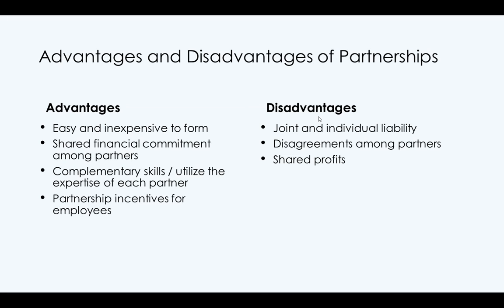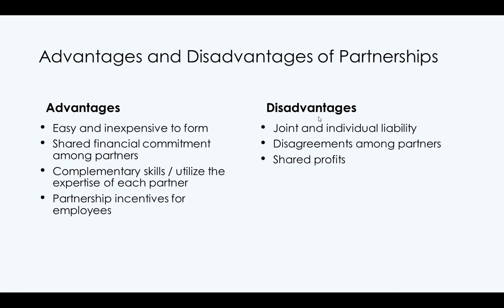Complementary skills. Each of you has strengths and weaknesses, and you're going to be able to double on those strengths. Maybe one is a book smart person. Maybe one has a good personality and is great with people, and so you can draw on both of those. And partner incentives for employees, because now you have multiple people. Maybe one of you is better at attracting employees to come work for you. Maybe one is better at managing them. Maybe one of you knows more people, and so on.